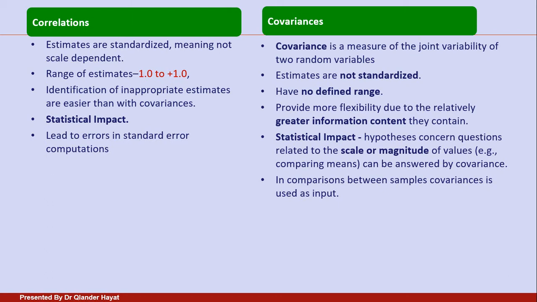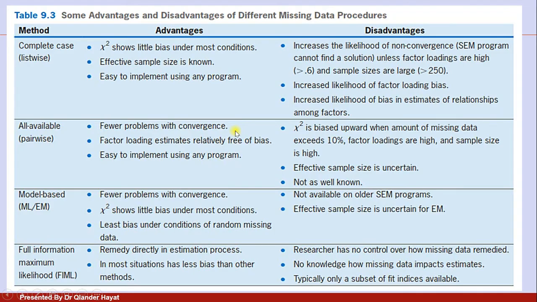Correlations can lead to error in standard error computations, while the covariance is a measure of the joint variability of two random variables. These estimates are not standardized, have no defined ranges, and provide more flexibility due to the relatively greater information content they contain. And from the statistical point of view, if the hypothesis concerns questions related to the scale or magnitude of the value, then we should use covariances. So in designing the study, you have to decide whether you are going to use correlation or covariances.